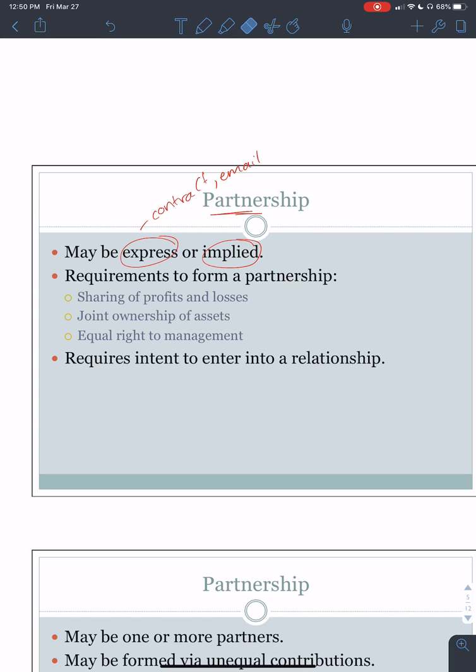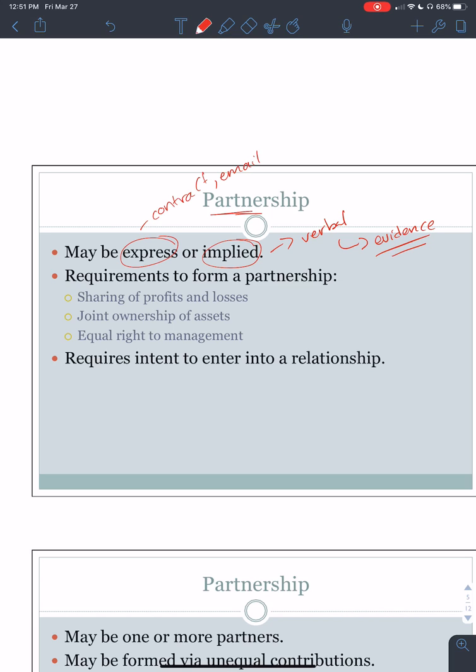Implied means it's just some sort of agreement. It can be a verbal agreement, etc. And then you have to find evidence. If there's a dispute about whether a partnership happened, you look for evidence of the verbal agreement. But you can have an implied partnership. This can be a handshake. This can be anything like that.